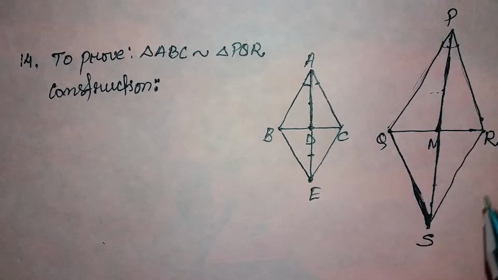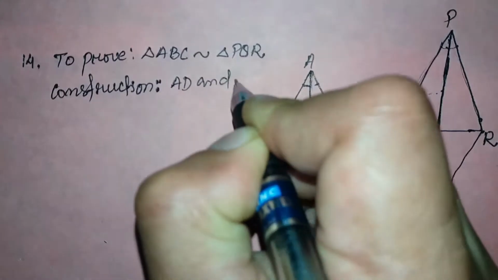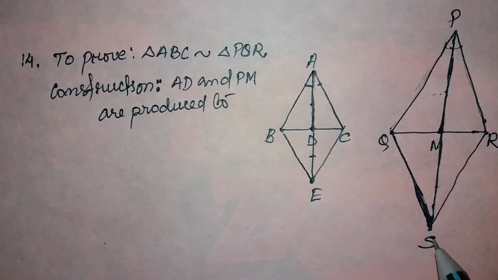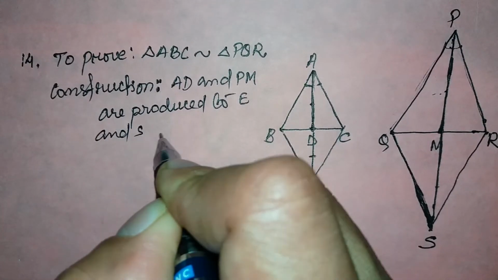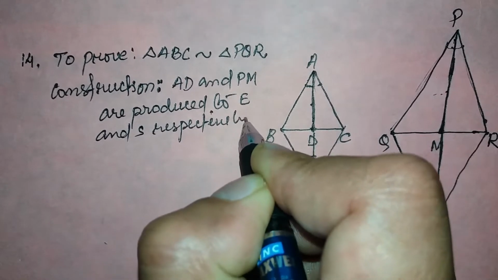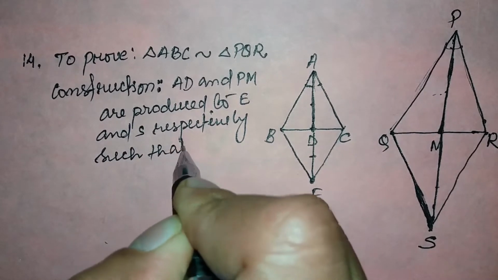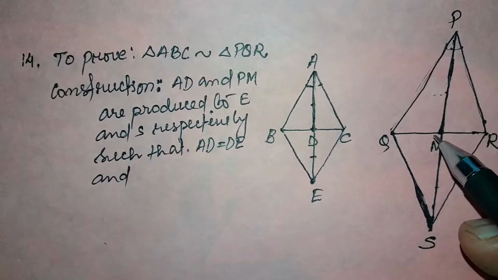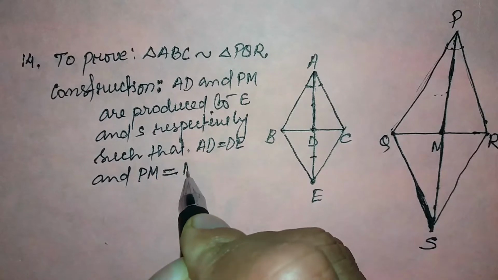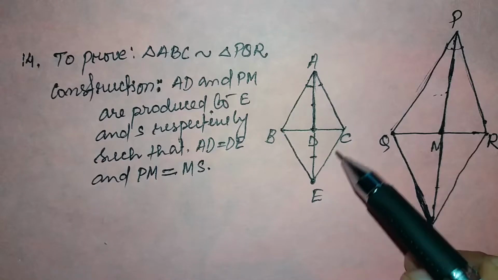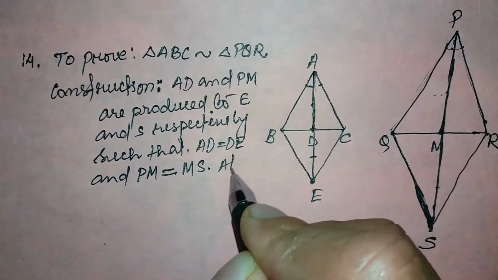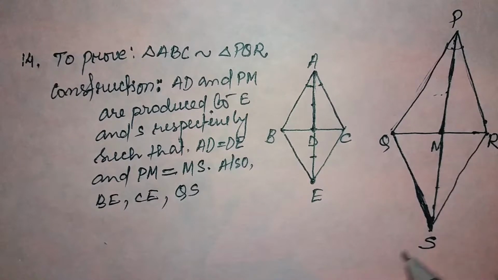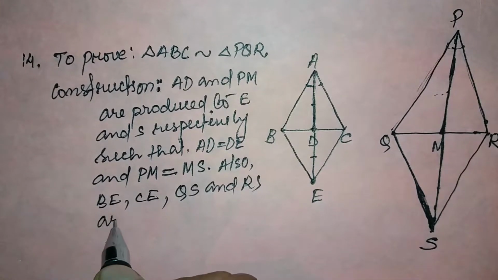So let's write: AD and PM are produced to E and S respectively, such that AD is equal to DE, and PM is equal to MS. And also we join BE, CE, QS and RS. Also BE, CE, QS and RS are joined.